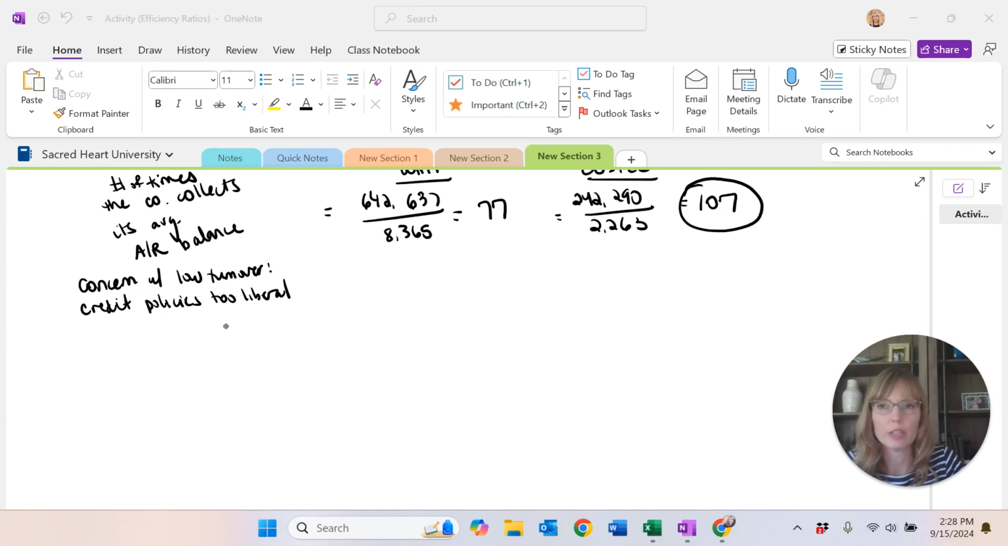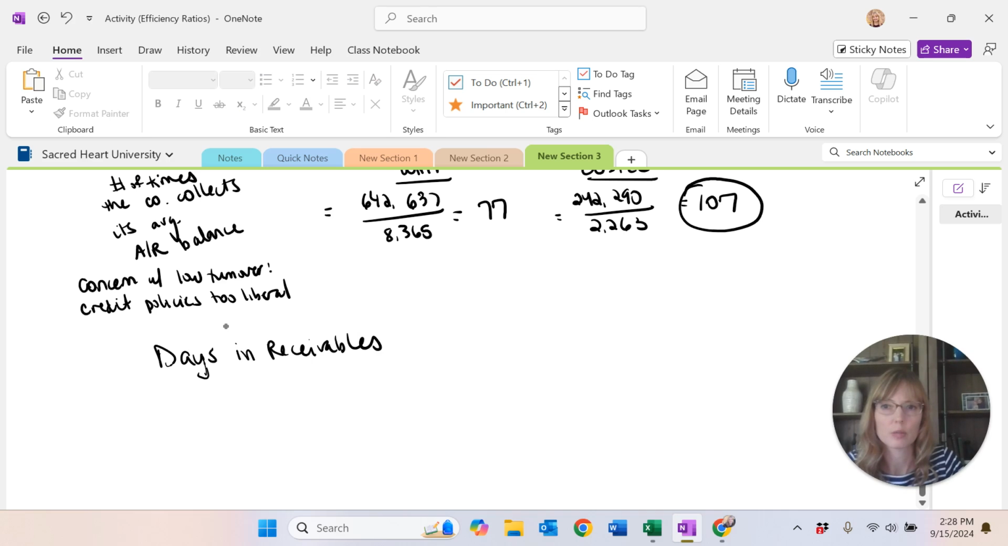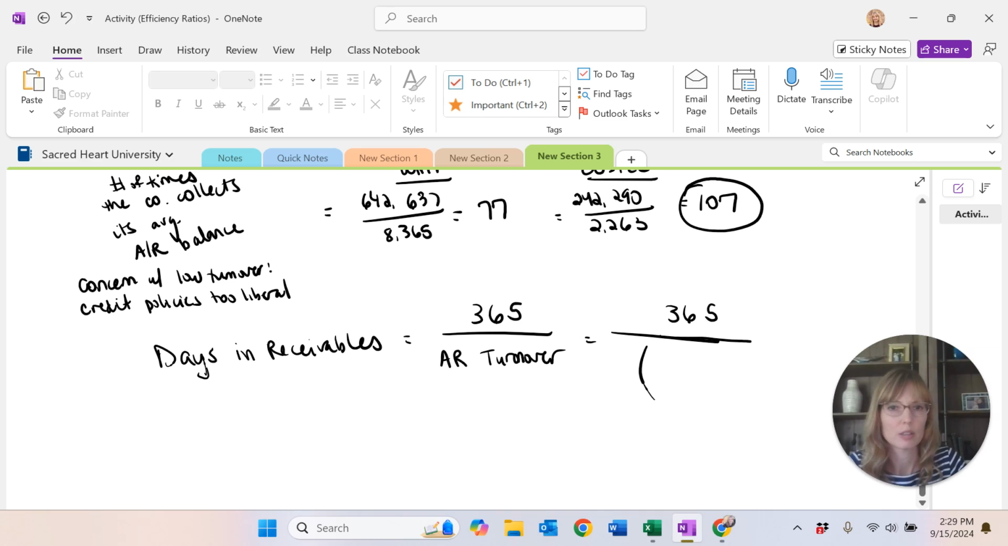Similar to how we converted the inventory turnover ratio into the days in inventory, we can also convert our accounts receivable turnover ratio into the number of days that our receivables are outstanding. Call this our days in receivables. And this is what you would expect: 365 divided by the accounts receivable turnover ratio, or 365 divided by net sales divided by average accounts receivable.